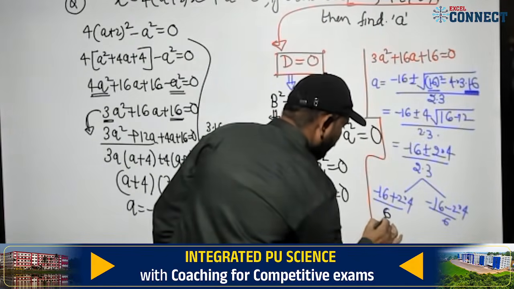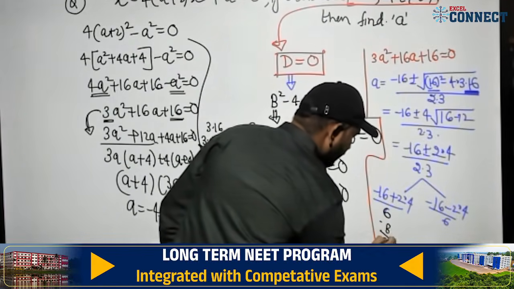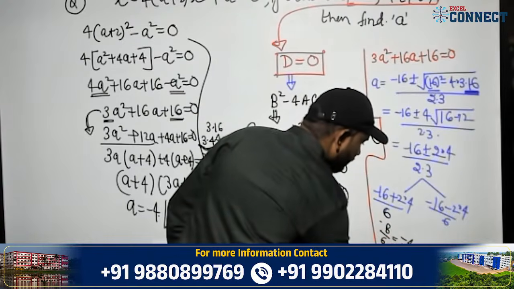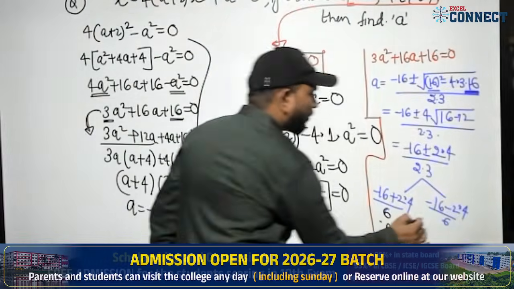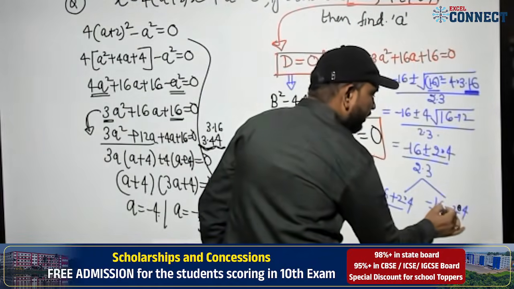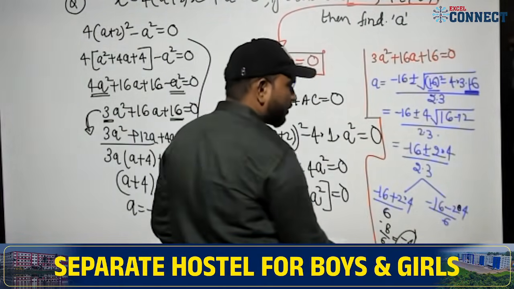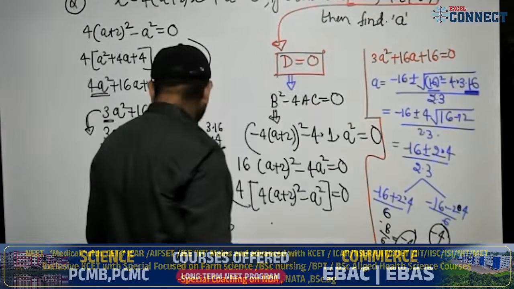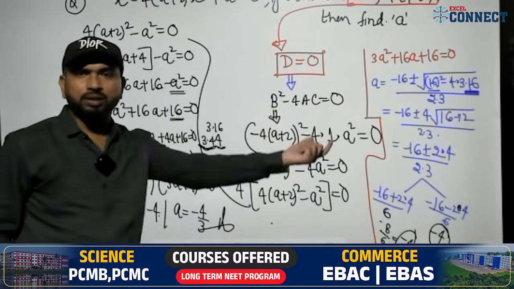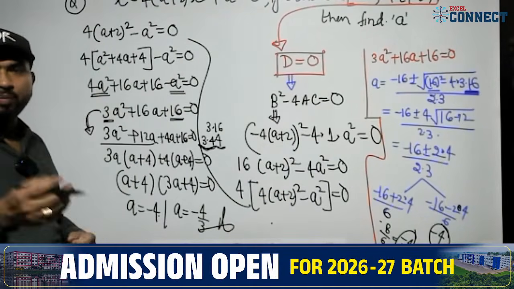Minus, it is 6 now. Minus 8 by 6. It means what is this? Minus 4 by 3. Yes, this root is matching, minus 4 by 3. What is this? 4 into 2 is what? 8. 16 and 8 is what? You can say 24. And what is this? Minus 4. Yes. Other root is also matching. Multiply 4 into 2.